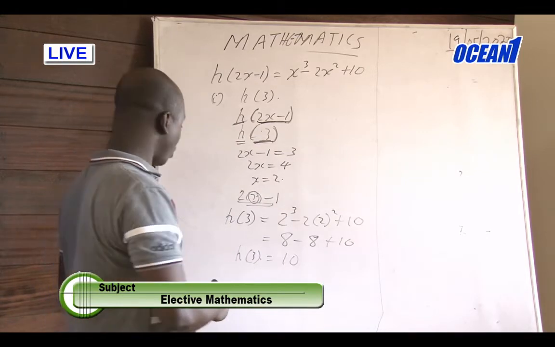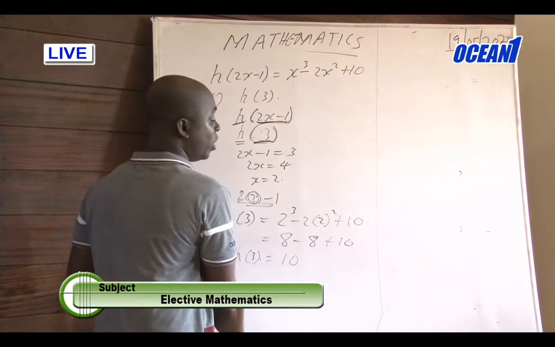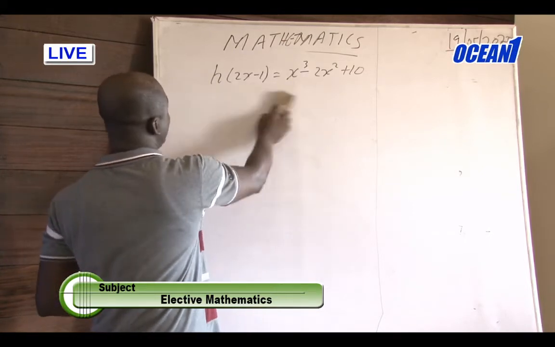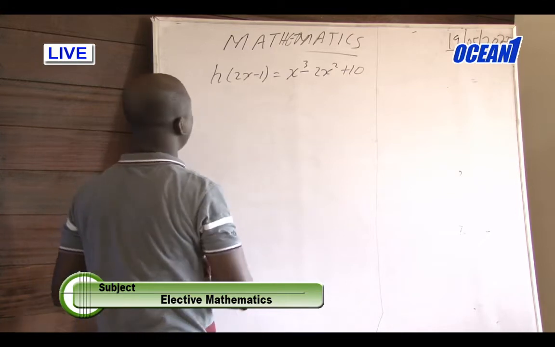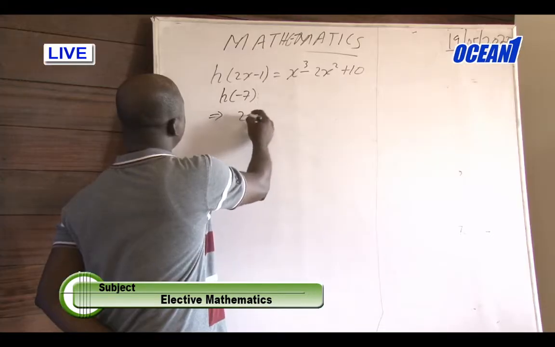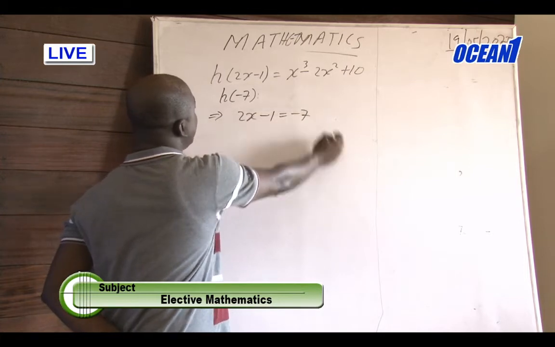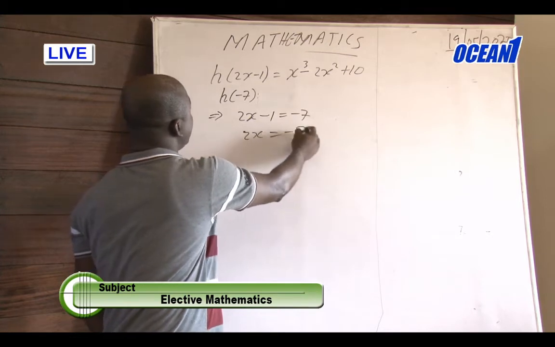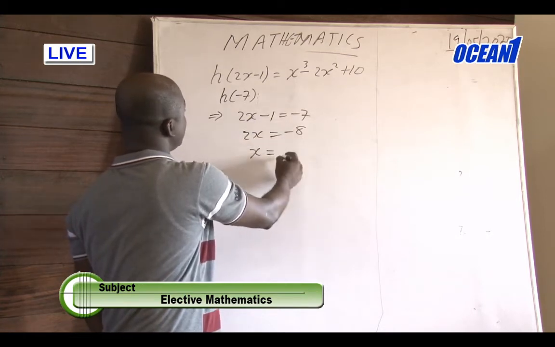So if we are doing h of minus 7, we're going to follow a similar procedure, and I hope you can now do that one with ease. We're now going to evaluate h of minus 7. As we've already mentioned, the minus 7 is now representing the whole of 2x minus 1. So 2x minus 1 is equal to minus 7, which will give us 2x equals minus 8, and then x equals minus 4.